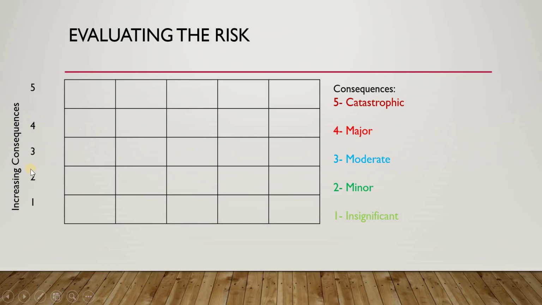Now we can evaluate the consequences, as there are increasing consequences here as well: 1, 2, 3, 4 and 5. We can say that on the first location the consequence from the risk is insignificant. On the second location we can say that the consequence is minor. On the third it's moderate. On the fourth it's major, and on the fifth it's catastrophic and really dangerous.